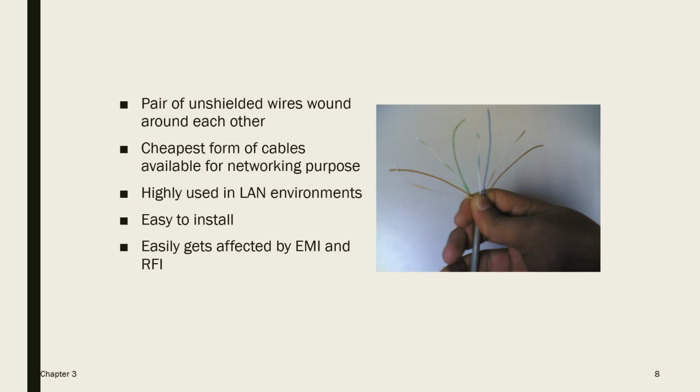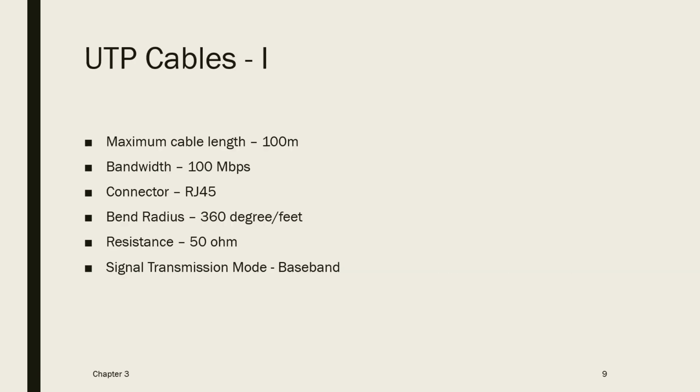This is an example of a twisted pair cable. It is mainly used in LAN environments. It's very easy to install, but gets affected by magnetic and radio wave radiations. Normal cable length is around 100 meters and bandwidth is 100 Mbps. The connector popularly used is the RJ45 connector, and you can easily bend these cables almost 360 degrees, and the resistance is 50 ohms.